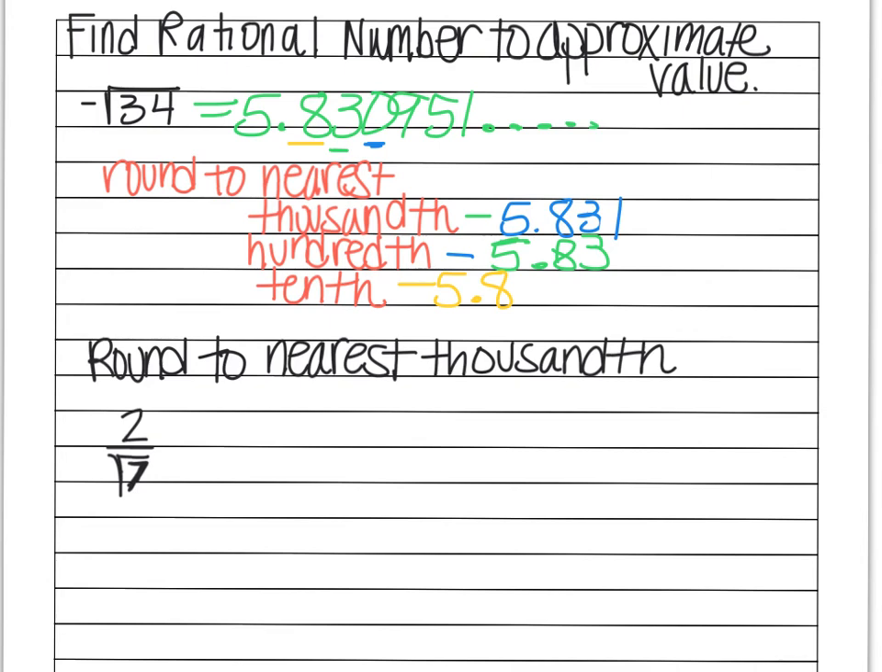Let's look at the next one. It says round to the nearest thousandth. So we have 2 over the square root of 7. So we're going to have 2 divided by the square root of 7, which is 2.64, and it goes on for a while here. So when I do 2 divided by 2.64, I get 0.7559. And I need to round to the nearest thousandth, so that is the third spot. So it's going to be 0.756 because 9 is bigger than 5.